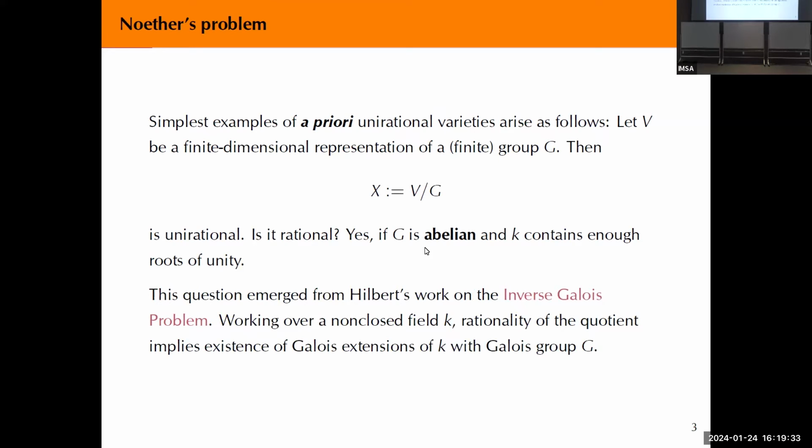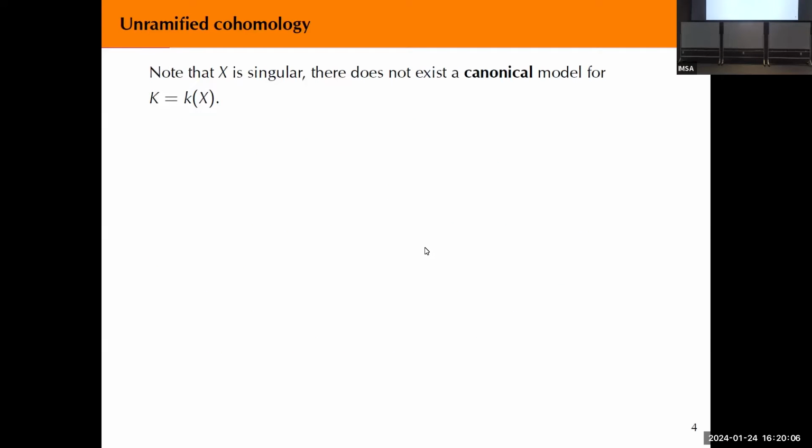This question of rationality of quotients of representations goes back to Hilbert actually, who showed that if the quotient is rational, then you can solve the inverse Galois problem over the field that you're working over for the group that you're looking at. And so that's why it was an important question, an important conjecture. Well, is it true that for any finite group you take a representation, the quotient is rational?